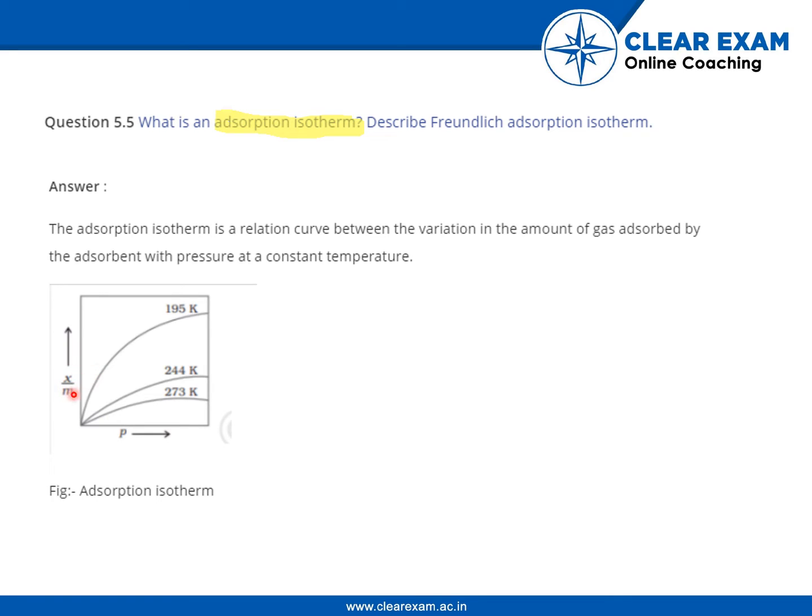So basically, x by m is the amount of gas adsorbed per mass of the adsorbent, where x is the amount of gas adsorbed, and the x-axis is the variation of pressure. As you can see, when the temperature is low, 195 Kelvin, the gas adsorbed is higher. As we increase the temperature for a given value of pressure, the amount of gas adsorbed is less. So we can infer that as we increase the temperature, the amount of gas adsorbed gets lower. Okay.